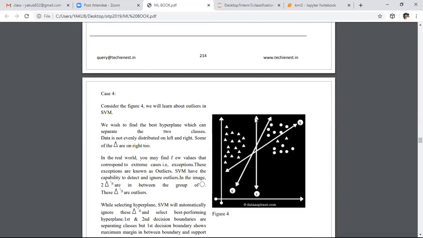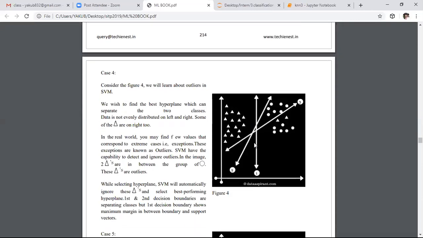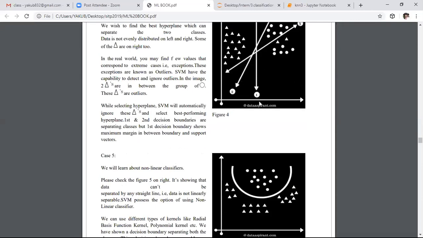Coming to this example, I'm not focusing on the data points. Here I'm focusing on the high margin hyperplane. So here one is the high margin or best or optimum hyperplane. Coming to this example, this one is a high margin hyperplane or good hyperplane.